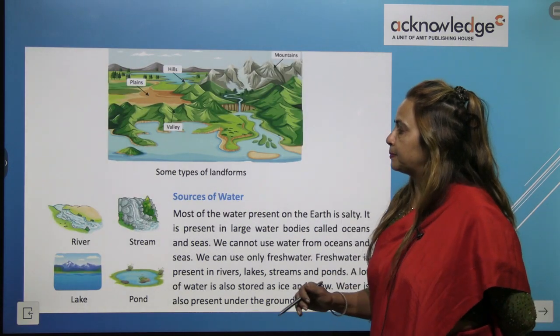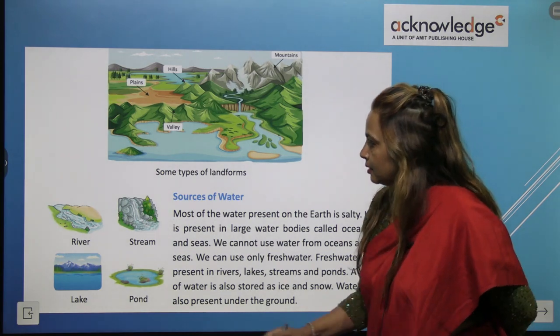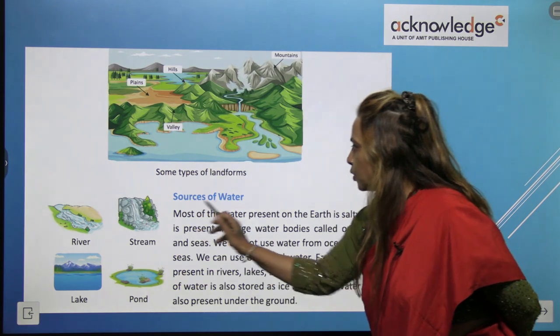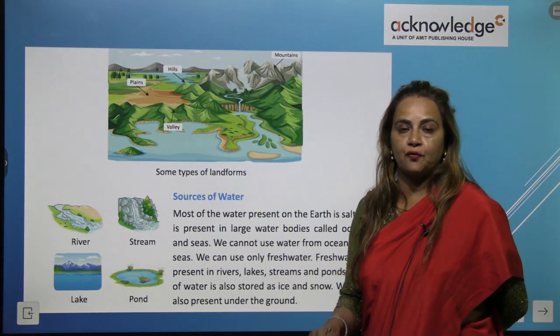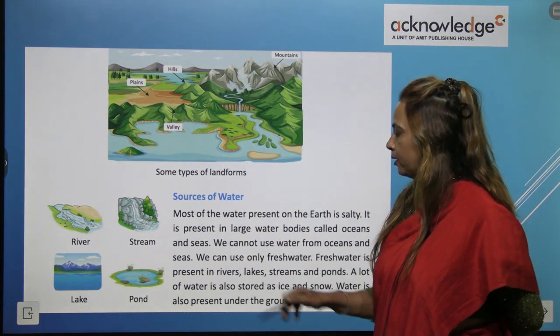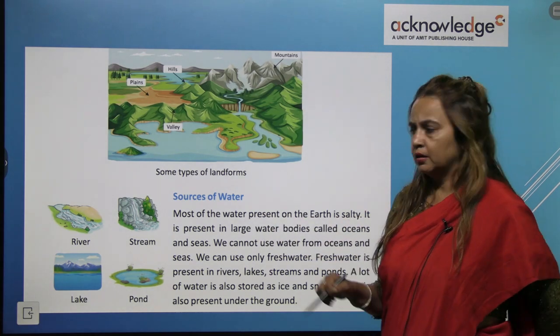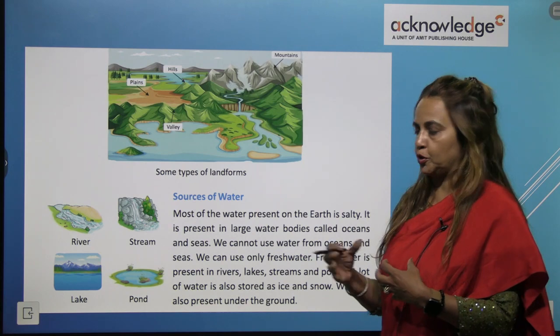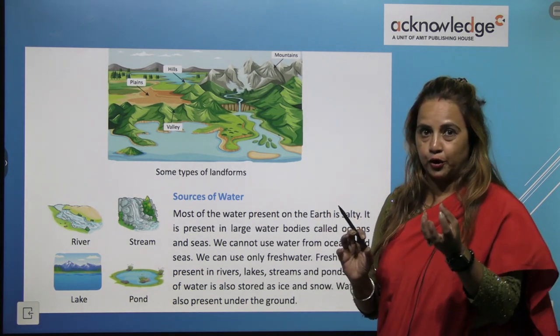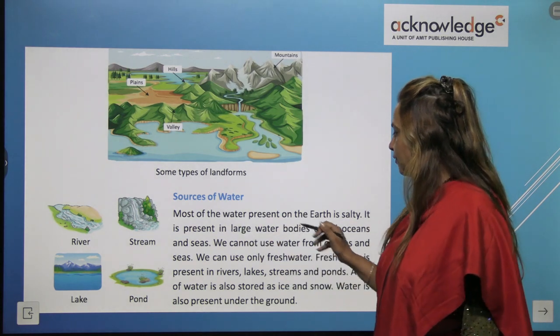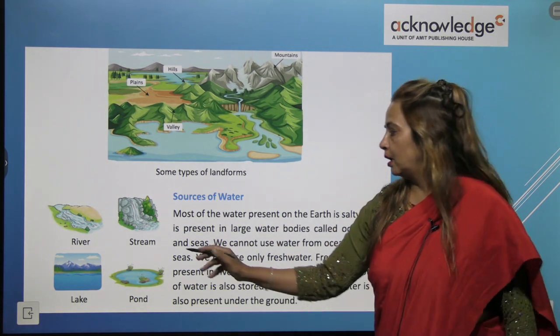Now some types of landforms: river, stream, lake, pond. Sources of water. These are the sources of water: river, lake, stream and pond. Most of the water present on the earth, it is salty. जो बहुत कुछ जगहों पे जो पानी होता है वो salty होता है, थोड़ा सा नमक जैसा. It is present in large water bodies called oceans and seas.